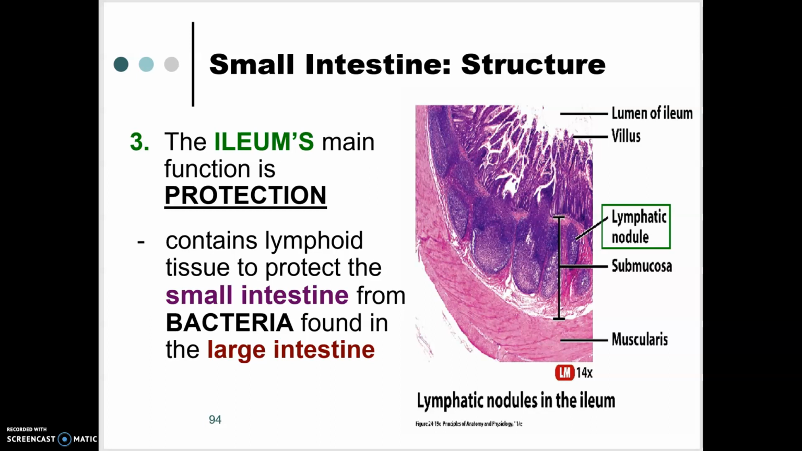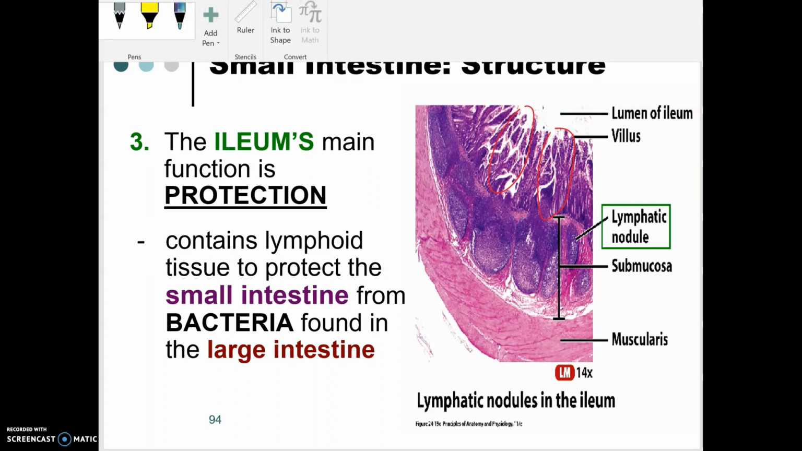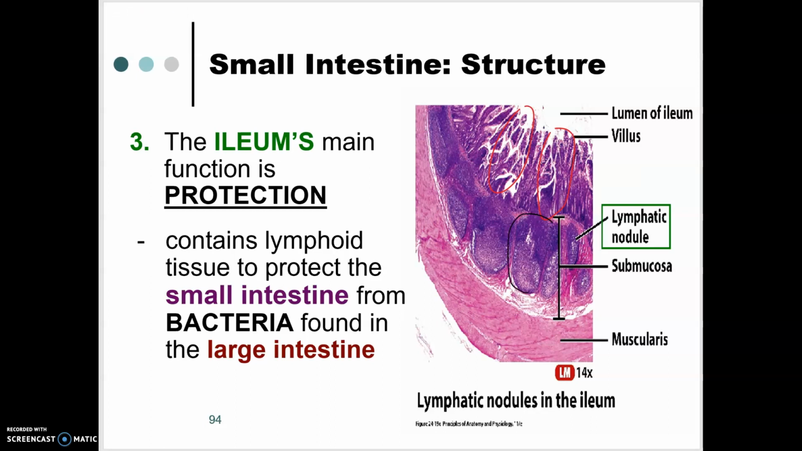So as we move down into the ileum, what we're seeing is that the villi are going to get smaller and not as numerous. And then we're also going to see these large structures here, these nodules, and these are lymphatic nodules. Lymphatic tissue is tissue that has direct access to many immune functions, and this will act as a layer of protection in case any bacteria escape from the large intestine. We have our immune system right there to protect us so that we don't get any infections deep in our digestive tract.